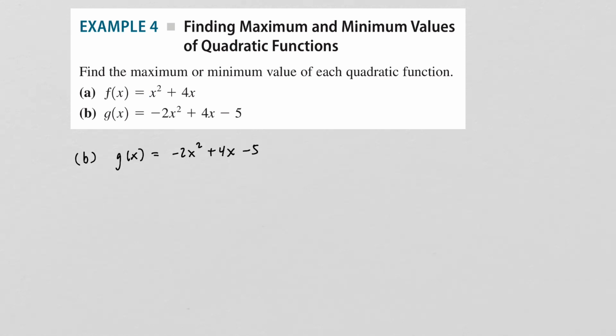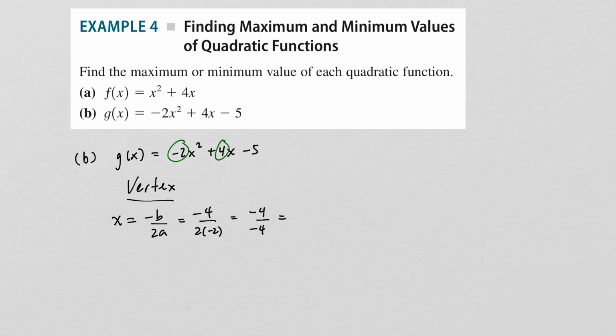So for part B, we're going to do the same thing. To find the vertex of this parabola, we use the formula x equals negative b divided by 2a. Let's keep in mind that b is 4 and a is negative 2. So this will be negative 4 divided by 2 times negative 2, which is negative 4 divided by negative 4, which is 1. And then the y-coordinate will just be g of 1.